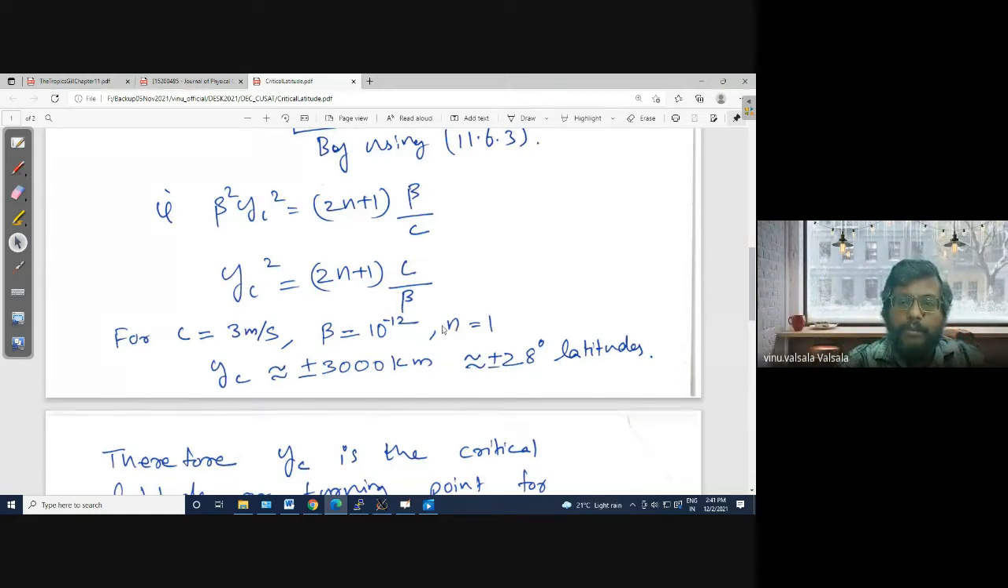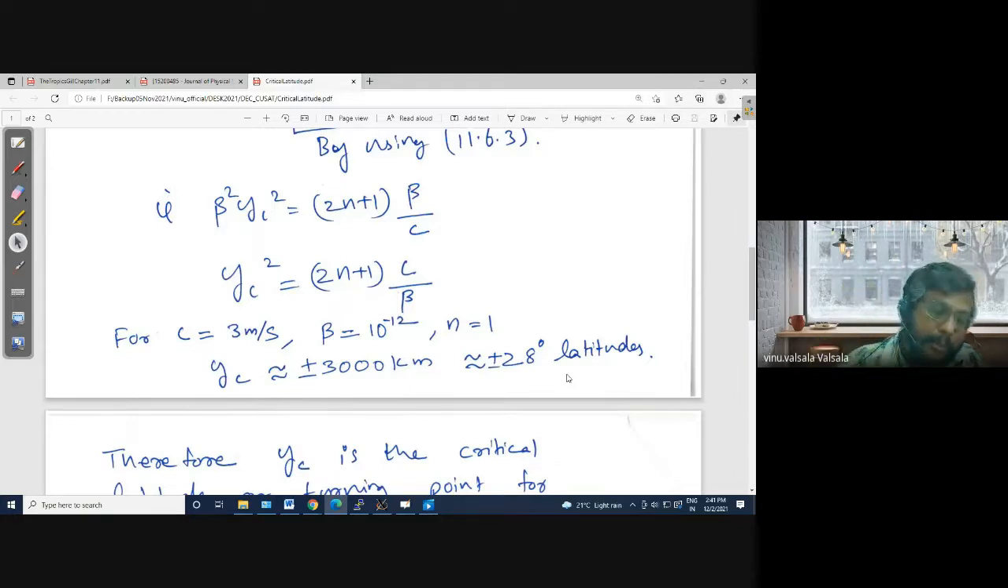So for a meridional wave mode, n equal to 1, with beta equal to this and c equal to this, the critical latitude Y comes to roughly 3000 kilometers. That means roughly 30-degree latitude. That is the maximum extent of the latitude the solution can be confined to, and that very beautifully comes as the tropics, plus or minus 28-degree latitude. So that is the area by which the situation is bounded.